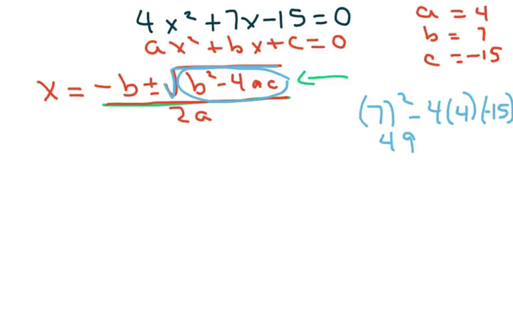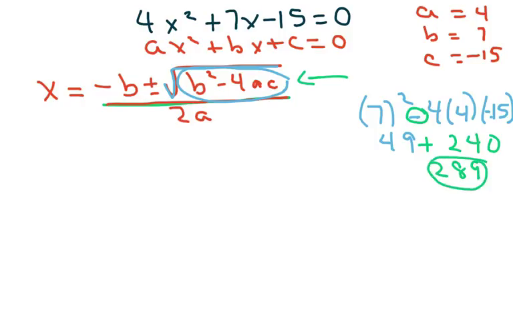Then you have 2 negatives here. Here's a negative and here's a negative. So that's going to end up being a positive. So you have 16 times 15, and 16 times 15 equals 240. Now when you add those two together, you get 289. So this equals 289.